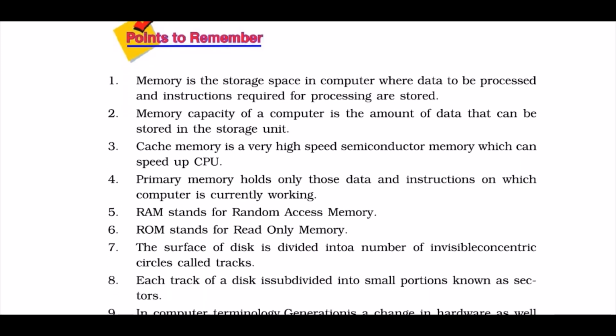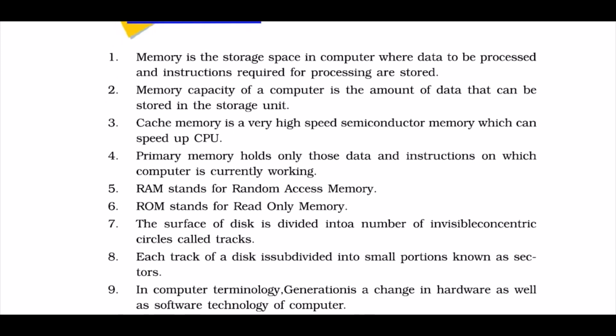Now, what are the basic points to remember in this chapter? Memory is the storage device. Memory is a storage space in a computer where data to be processed and instructions required for processing are stored. Memory capacity of a computer is the amount of data that can be stored in the storage unit. Cache memory is very high speed semiconductor memory which can speed up the CPU. Primary memory holds only those data and instructions on which the computer is currently working.